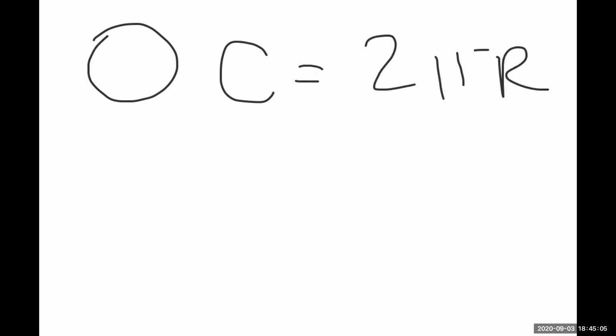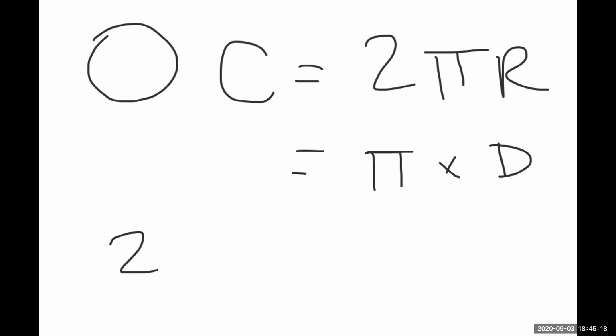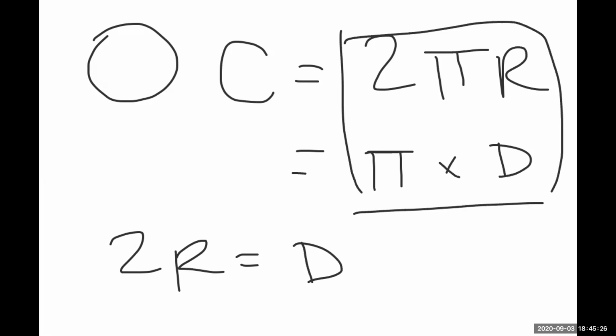Now, again, for a circle, the circumference, which is again the perimeter of a circle, equals 2 pi r, okay, which equals pi times diameter, okay. Why do I say that? Because 2 radii equals 1 diameter, okay. So either equation works just fine.